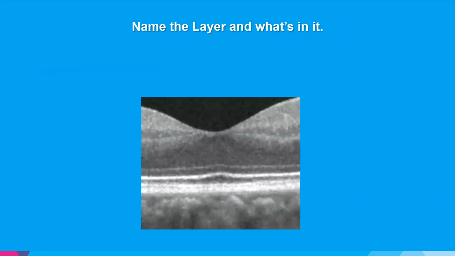Okay. Name the layer and what's in it. I'm pointing to this layer. Okay. What is that layer? It's easy, but what's that layer? What do we usually call this? That's the Bruch's-RPE complex. Correct. You got it. So, and why is it light again? Tell me.